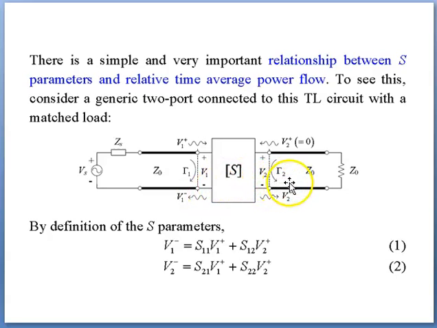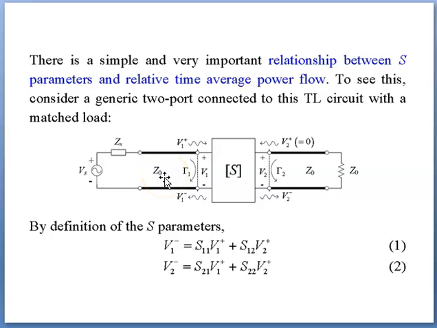At port 2, you will have V2 plus and also V2 minus. Same as port 1, V2 plus is the incident wave and V2 minus will be the reflected wave. Here you will have the load Z0. Z0 is the load. Here you have a matched load because your Z0 over here is the same as Z0 over here, because it is matched.